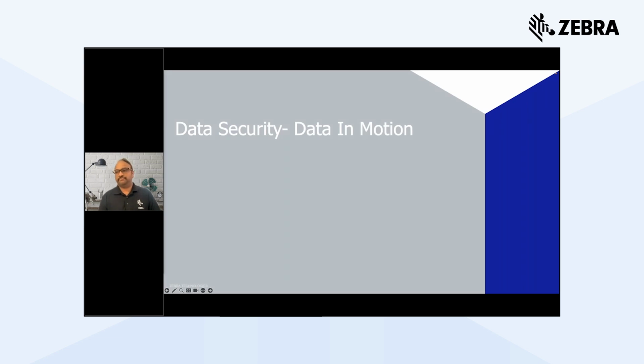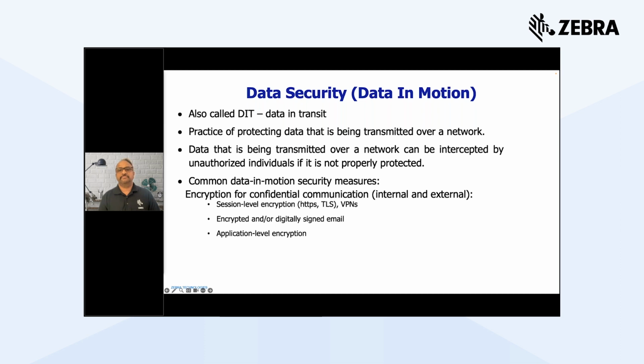Data in motion. Now let's talk about the importance of protecting data that is being transmitted over a network, which is called data in motion, or DIM. It is also called data in transit, in short DIT. Data that is being transmitted over a network can be intercepted by unauthorized individuals if it is not properly protected. This can have serious consequences such as identity theft, financial fraud, and damage to reputation.